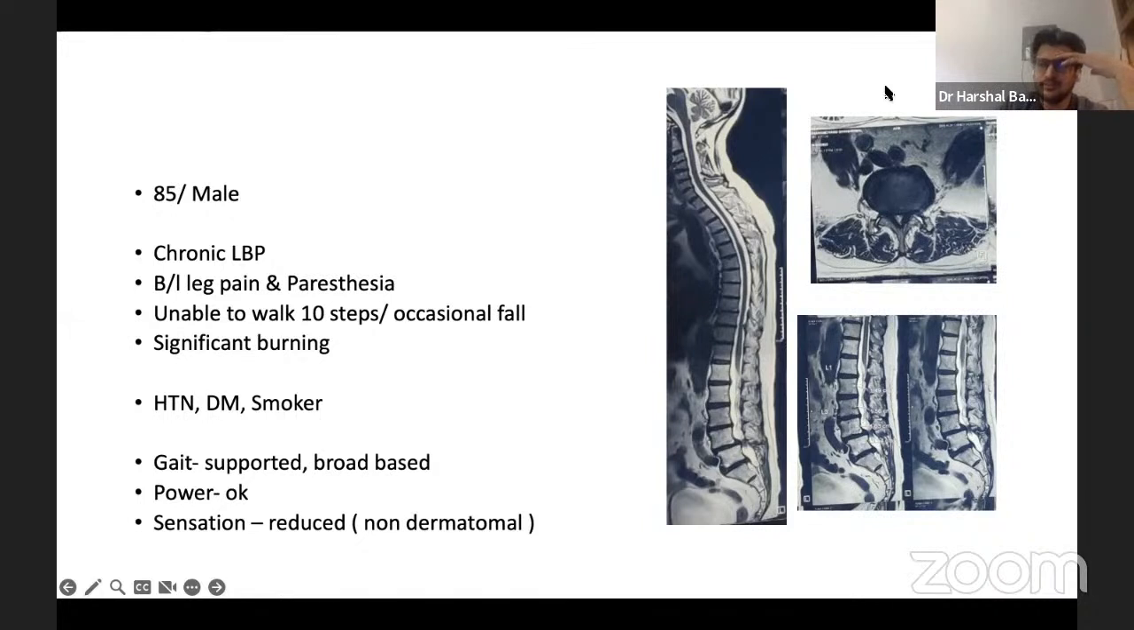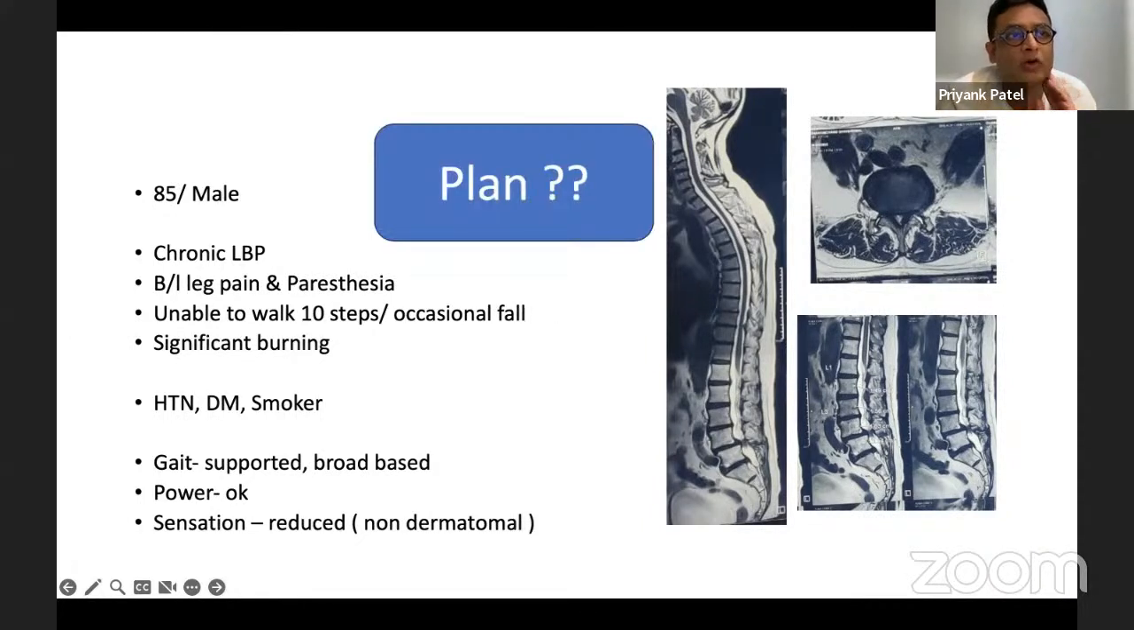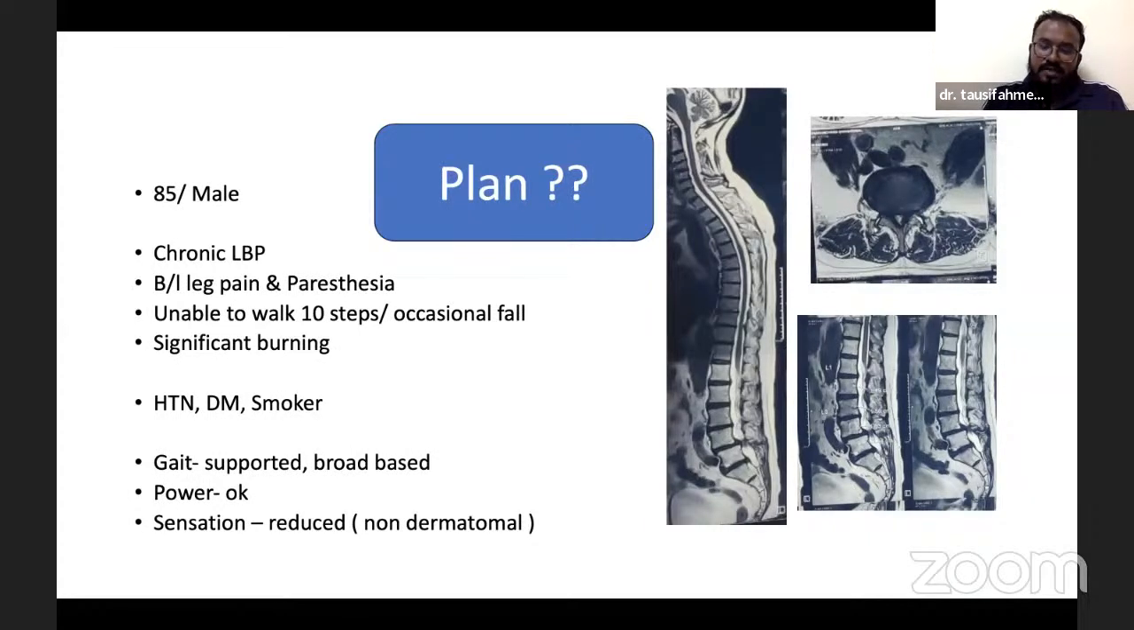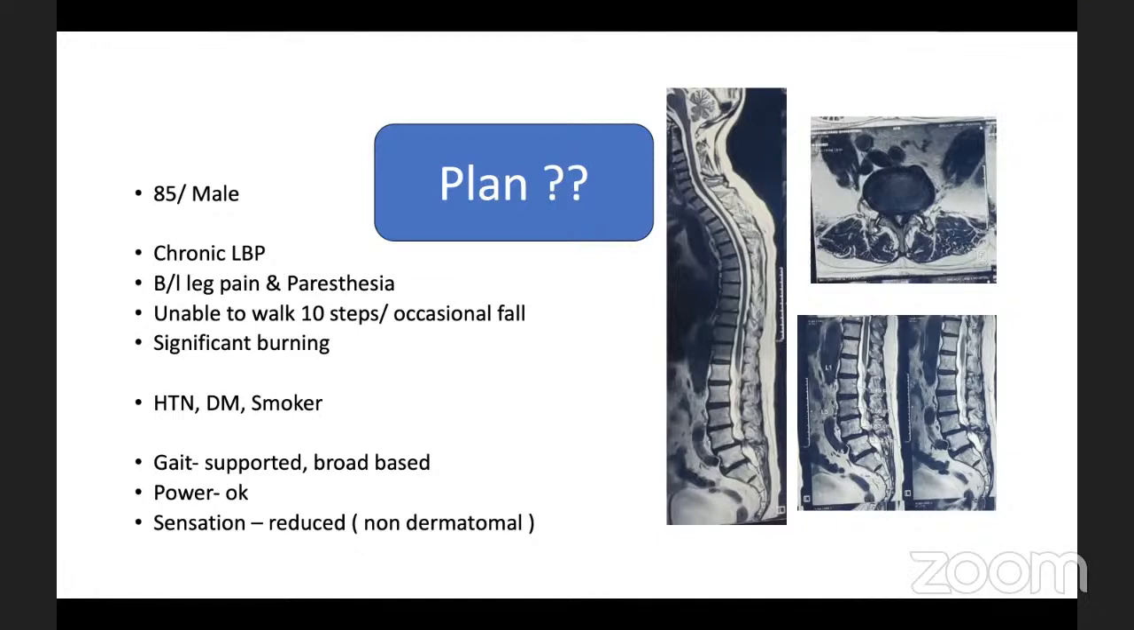Perfect. So, Tausif, are we okay to just plan based on this, or any other test you would want to do based on what you just said? I would again go for EMG NCV with SSEPs. Most probably, it will show especially sensory delays.